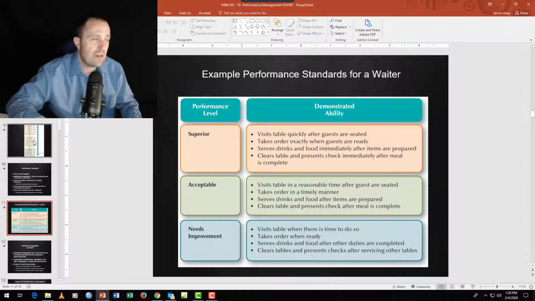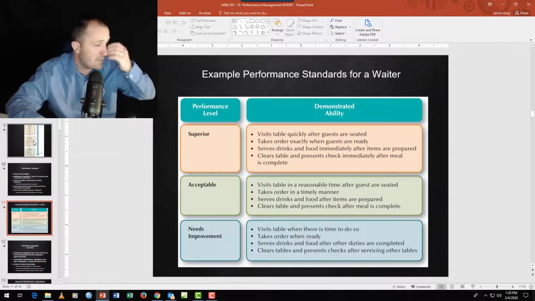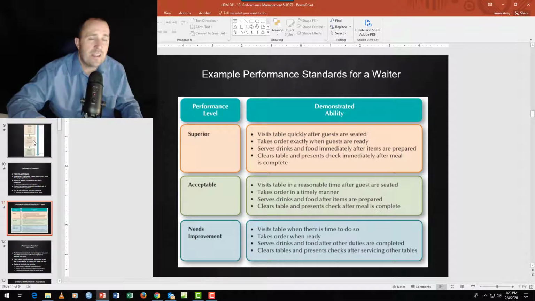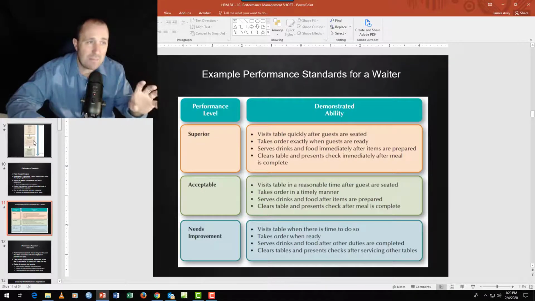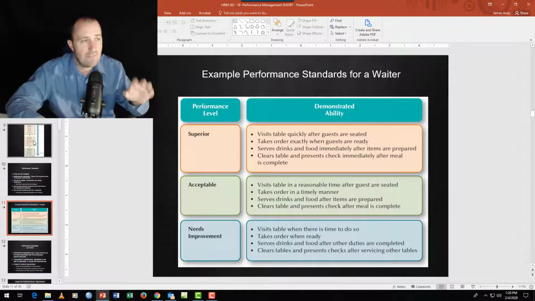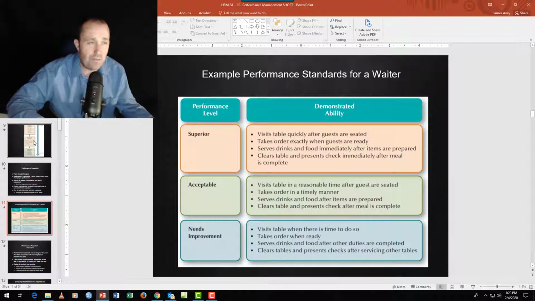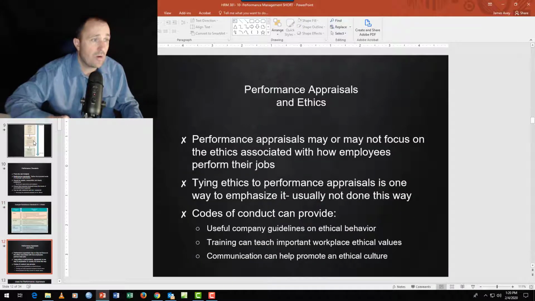On a particular criteria, the performance level you can see on the left: superior, acceptable, needs improvement, and then lists of behaviors on the right. Not lists of traits, but lists of behaviors on the right. These are the things that we do that generate needs improvement, acceptable, or superior performance. If you have something like this, we show it to employees, not when we sit down for performance evaluations, but so they know in advance. This is what good performance is and what it isn't, so they can modify their behavior accordingly.